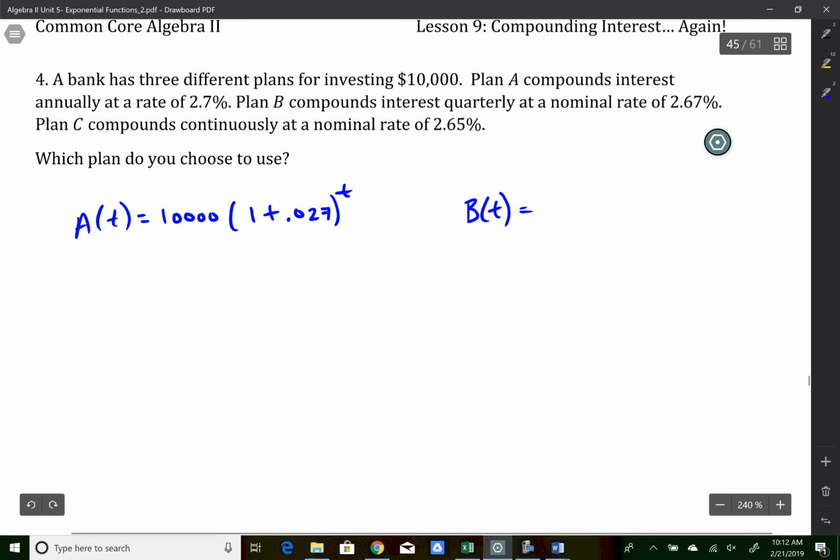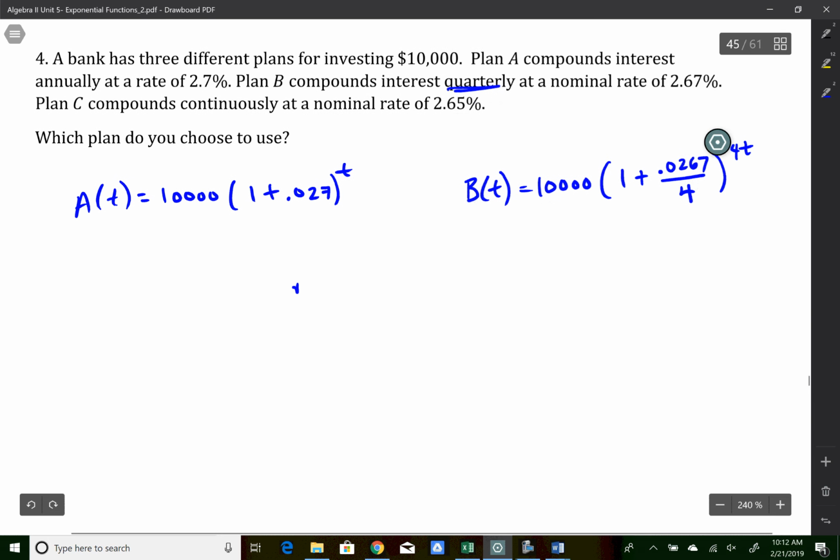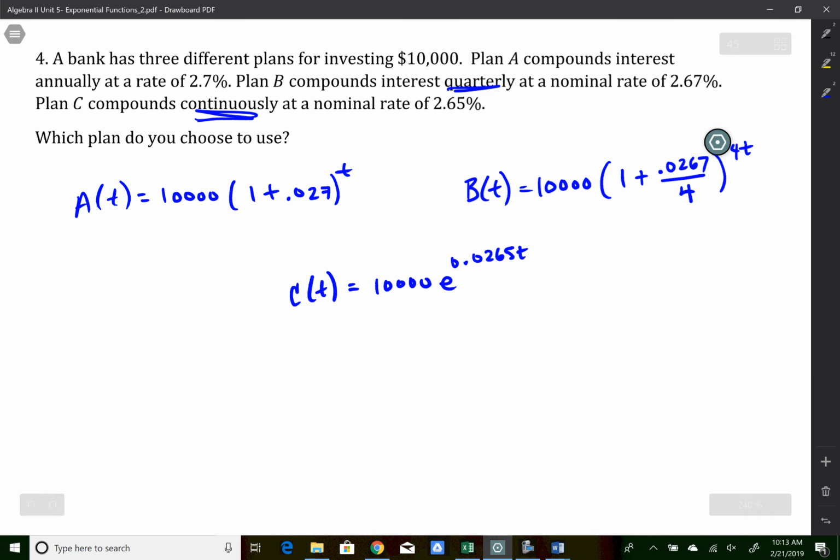Plan B, which we'll call B of T, is interest quarterly. So it's still going to be a $10,000 startup or principal value, 1 plus the rate. Now this rate's a little bit different. Quarterly is 4 times a year, so I'll make that 4 to the T. And then C of T is equal to 10,000. Now notice it says continuously, so I'm using the PERT formula. So I have e, and then we have 0.0265 T.